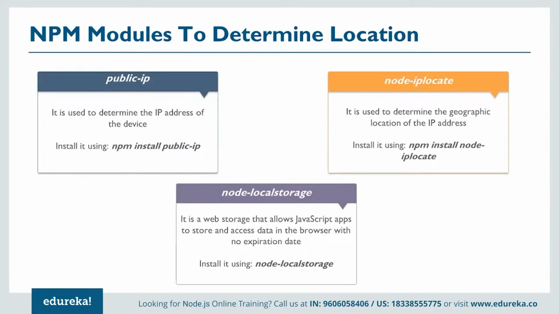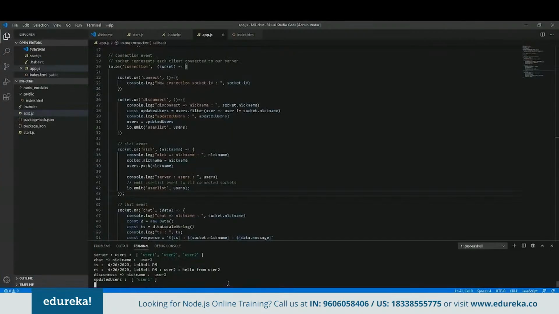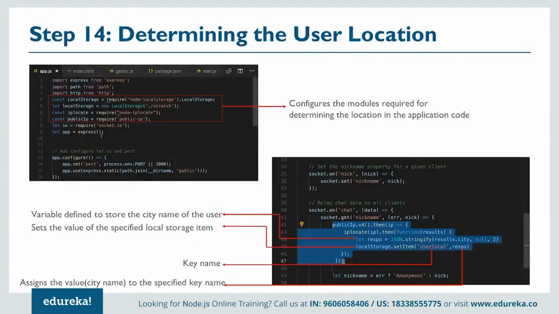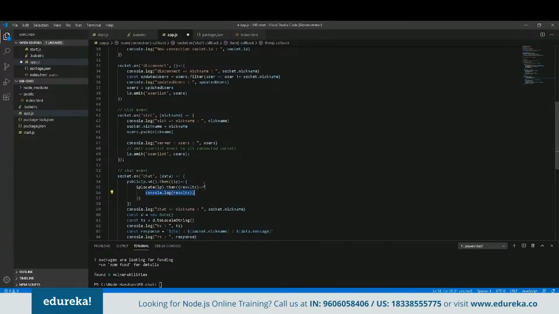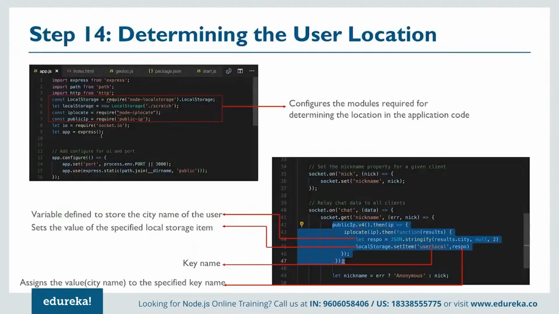So public IP, node IP locate and node local storage. Let's install and let's try and run these. Stop the server first. Let's import all of them in the app.js. Now let's implement this. Let's console log the results so we will know what we are receiving. Also let's console log the IP as well. Stringify the results.city and store it in the local storage.